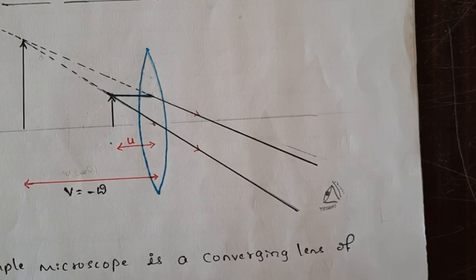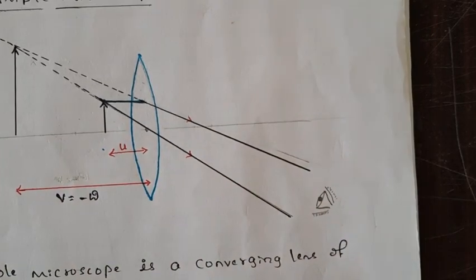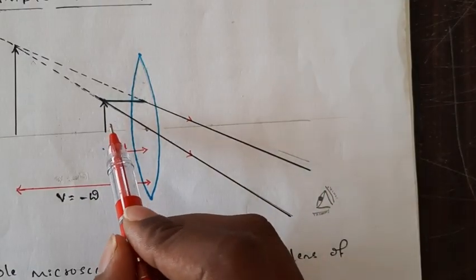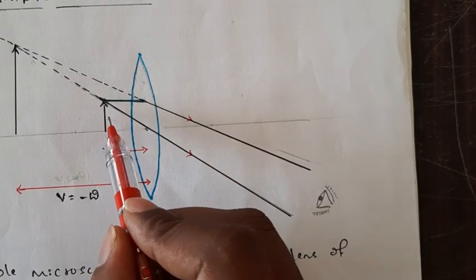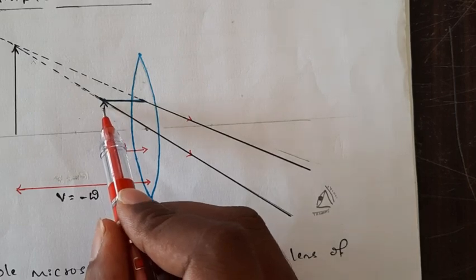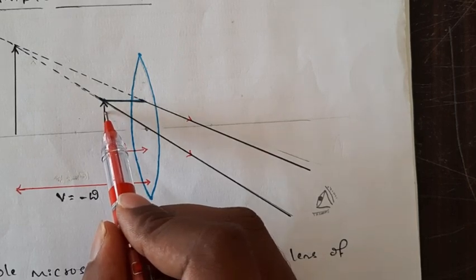Okay, so why did I use the words very small focal length? See the ray diagram. This is the object which you want to see. It's a magnified image.